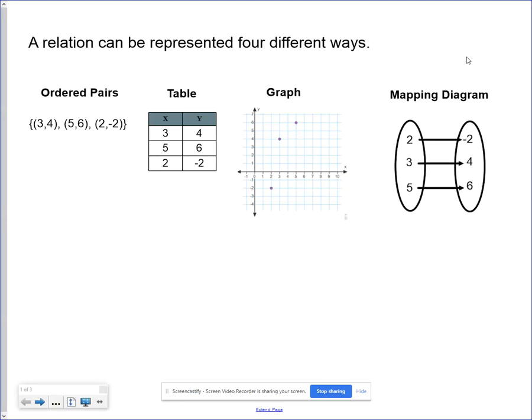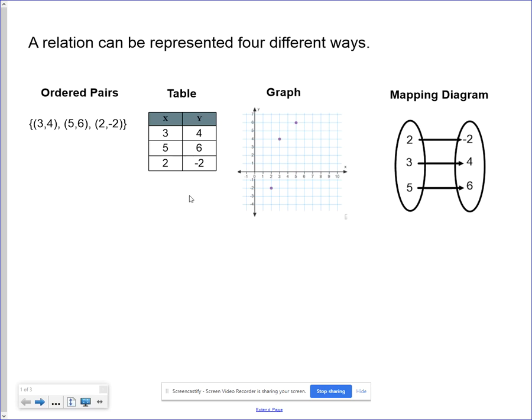Welcome back. Today we're going to talk about relations some more. A relation can be represented 4 different ways. The first way is by ordered pairs. We saw this yesterday. It's just where you list the points out in the set symbols.